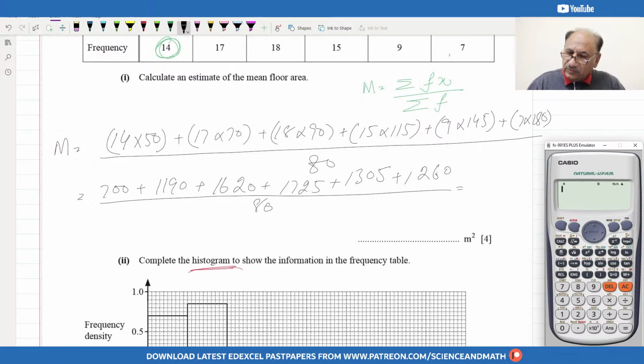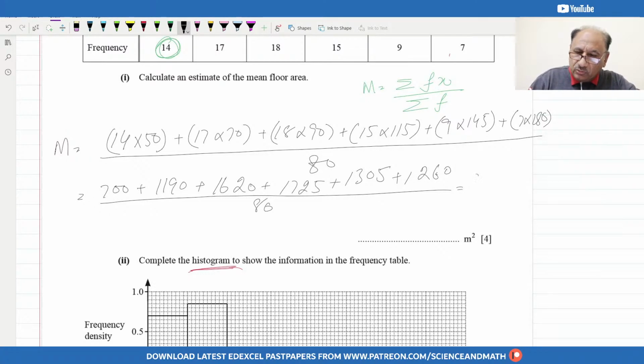and now we can basically add all these, and it will be 700 plus 1190 plus 1620 plus 1725 plus 1305 plus 1260, and this will be divided by 80 is equal to 97.5. So 97.5, this is basically the mean, 97.5.